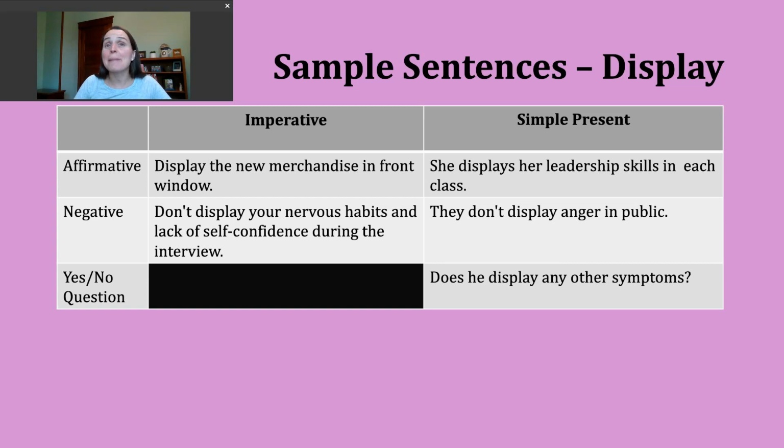Finally, let's talk about making a yes or no question in the simple present. To do this, I start with do or does, then I'm going to have my subject, and then the base verb. Again, I don't add an S to the end of the verb in my yes or no questions. An example of this might be, does he display any other symptoms?